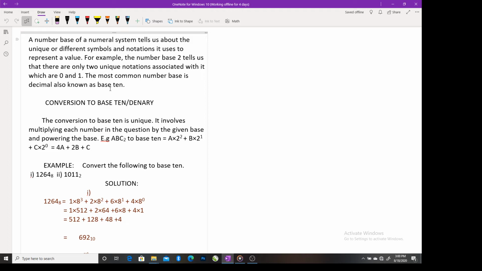Now let's talk about conversions. The conversion to base 10 is unique. It involves multiplying each number in the question by the given base and powering the base, e.g. ABC base 2. This is not the base, this one is the base; the subscript is the base. Let's convert this to base 10.